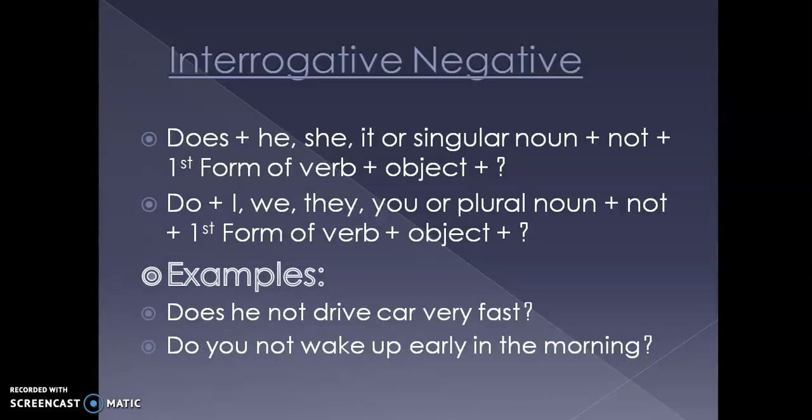Interrogative negative. It has the combination of question as well as negative. Does plus he, she, it or singular noun, not, first form of the verb, object, and a question mark. Similarly, do, I, we, they, you or plural noun, not, first form of the verb, object, and a question mark. Examples: Does he not drive car very fast? Do you not wake up early in the morning?